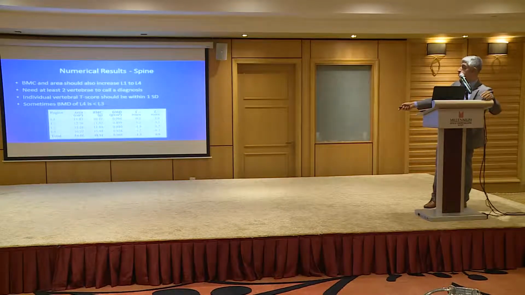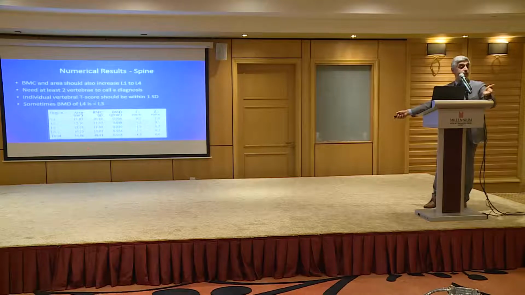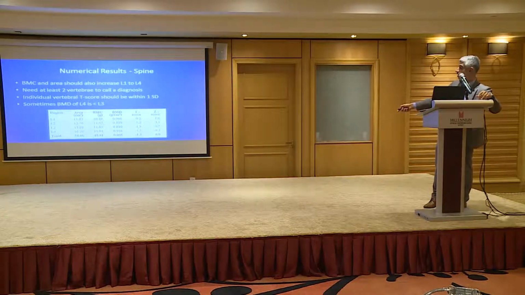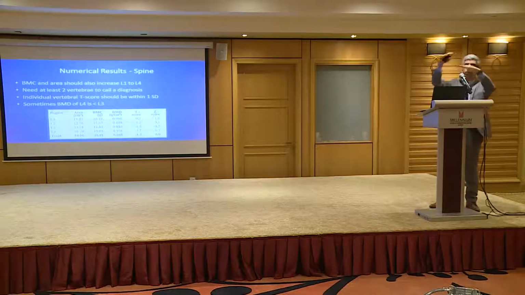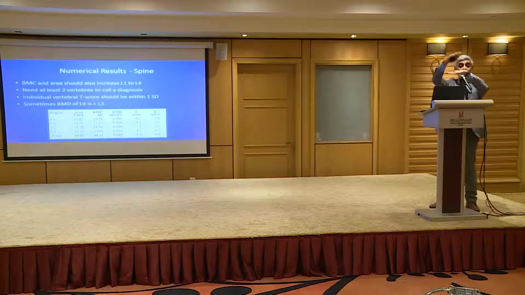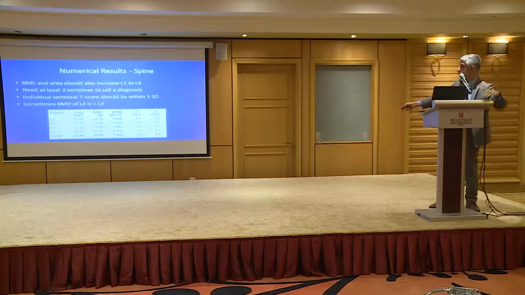So that's a normal progression: 11, 12, 13, 16. The bone mineral content also should increase because the area is increasing, right? So 10, 11.4, 11.6, and 15. And the BMD also increases because you're dividing, okay? You have the two values divided by each other. So you also have an increase in the density.